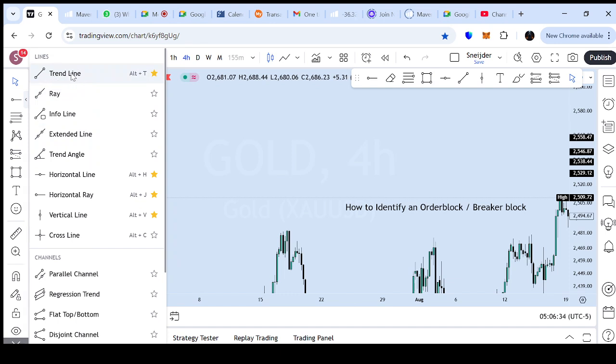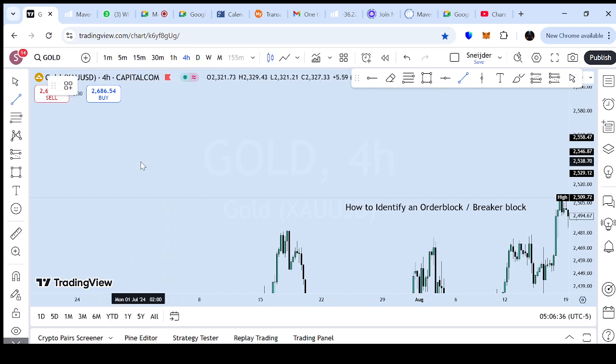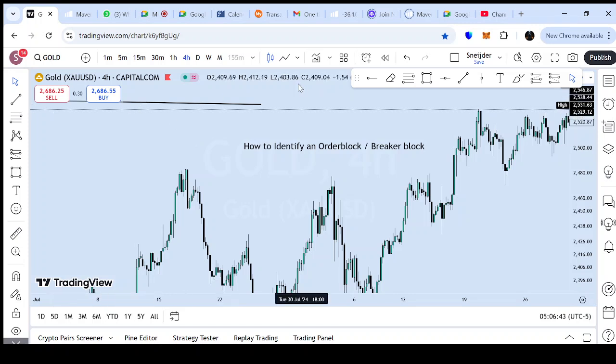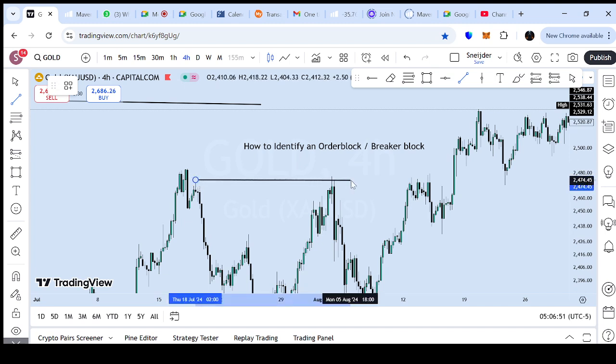a trend line. A trend line is something like this. Have you seen it? Yes. You can see it over here. I made it a favorite. That's a trend line. You can use it and map out a line like this. That's for trend line.